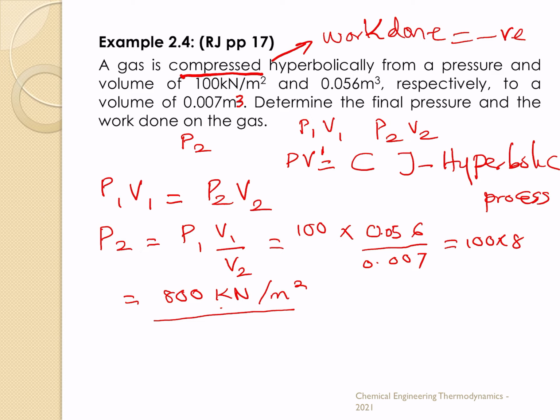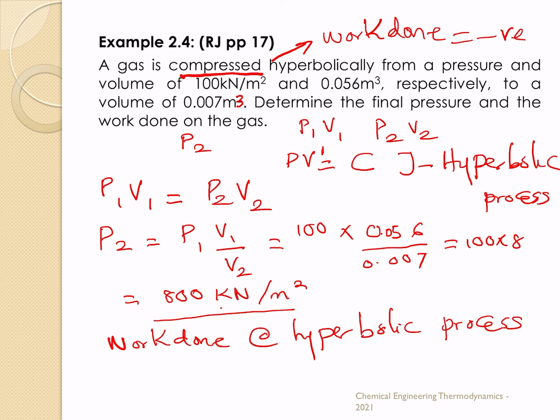And then the work done. So we know for the work done under hyperbolic condition, the formula is work done under hyperbolic process equals PV ln R, where R is called the expansion ratio. That is what your R is. This can also be rewritten as PV ln V2 over V1. This V is the same thing as V1, the original volume of the gas. So we've got that. So let's plug in our values.